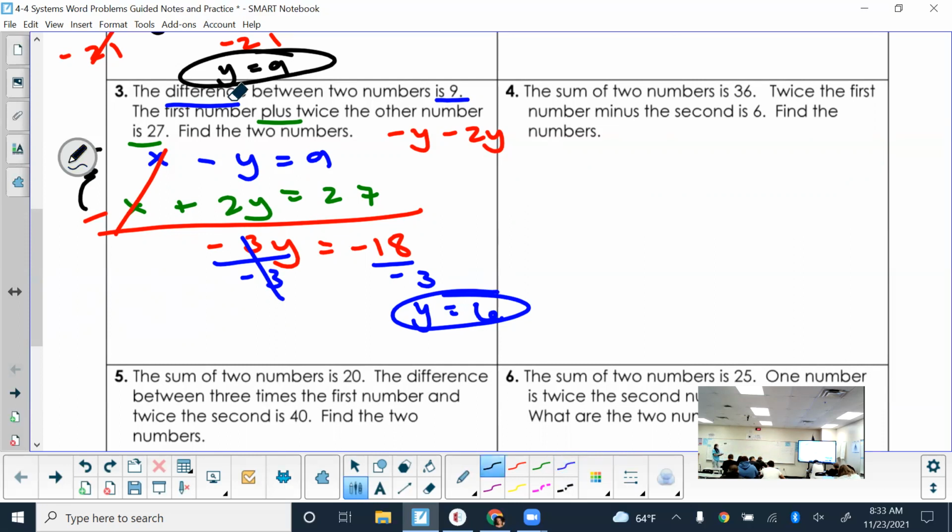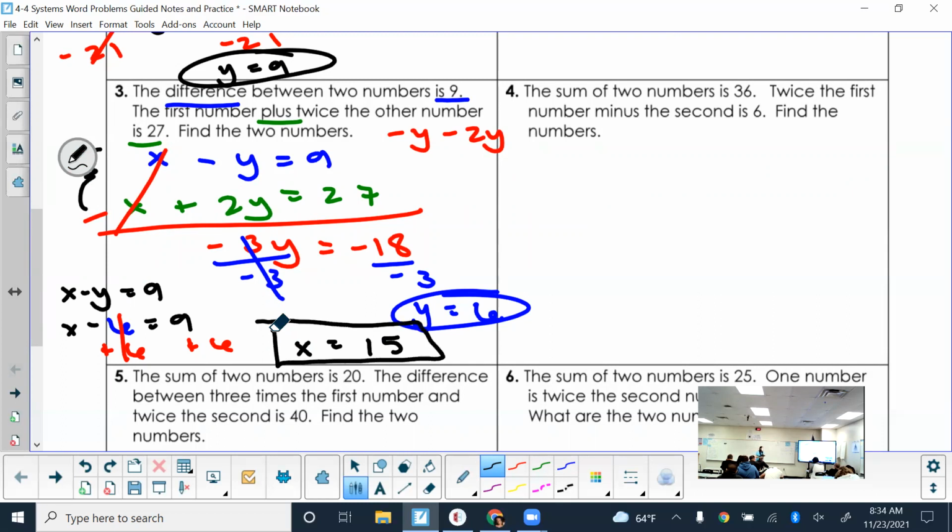Good. Plug it into one of the original equations. So x minus y equals 9. X minus 6, because that's what y equals. And how do you get the x by itself? Good. We're going to add 6 to each side. And then we get x by itself. 9 plus 6 is 15. Good.